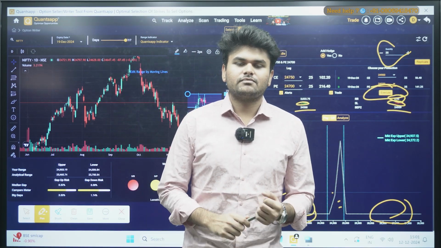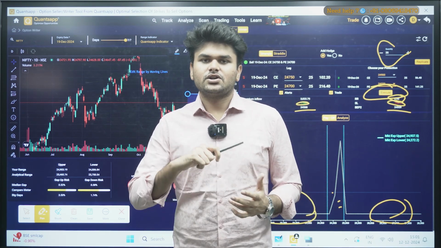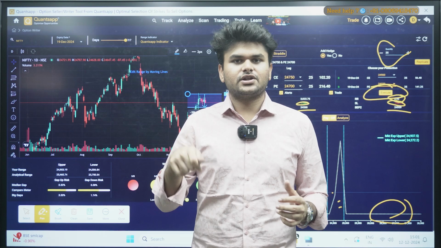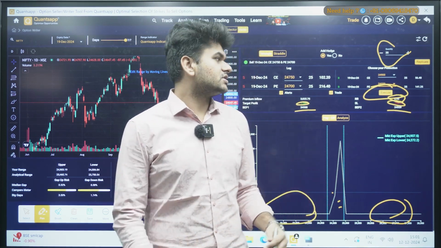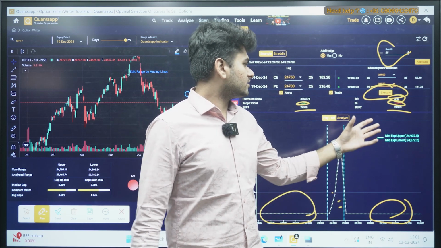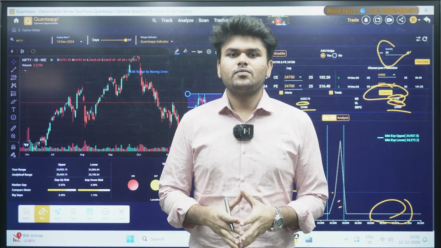So this way, you can identify the key levels, the resistance and support of Nifty. If you are an option buyer, you can trade on the range bound trading, and if you are an option seller and you want to identify such ranges, you can use the option writer. As you can see, we have identified and we have created a strategy. So I hope you got the content.